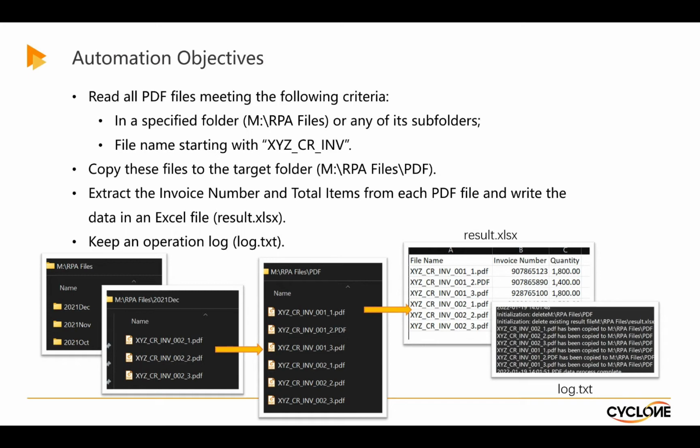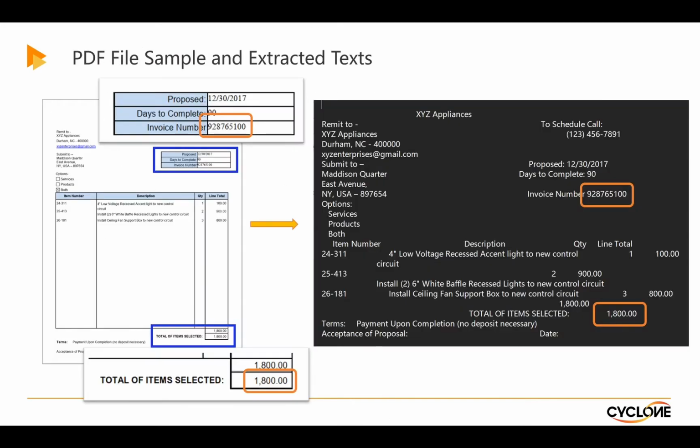Step 3. Extract two field values, invoice number and total items, from the PDF and write them in an Excel workbook as a result file. All three steps should be logged in a text file. In the PDF file, the invoice number is in a chart, and the total item data is in the right bottom corner of the page. We can get the data by using the Extract Text node in Designer.